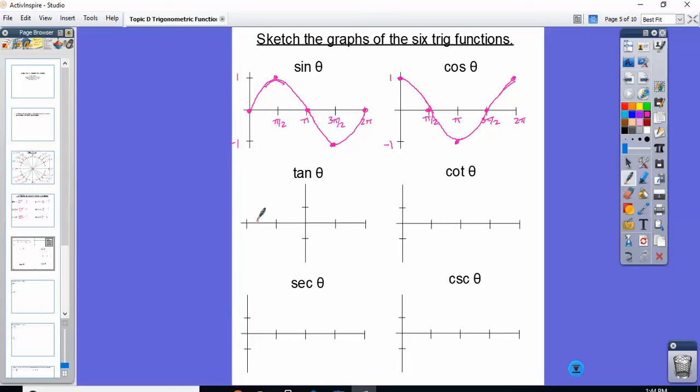Okay, tangent was kind of the weird one. We picked a different interval because of where the asymptotes fell. This was the one we graphed from -pi over 2 to +pi over 2. And these points represented your pi over 4s.